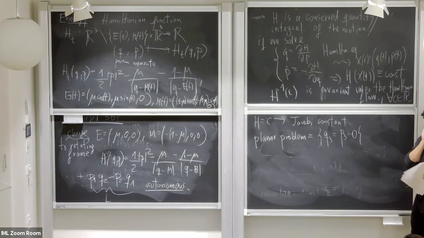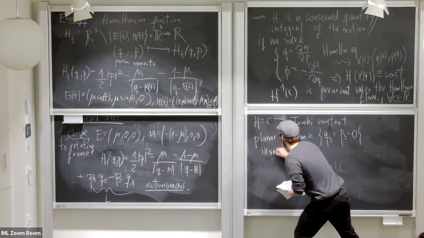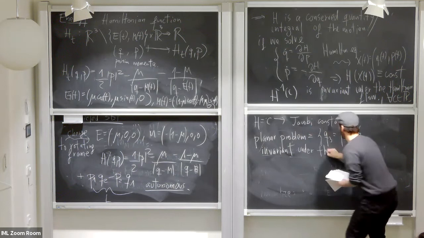So, well, we can look at the equations if you want. You can look at the Hamiltonian. This is clearly an invariant subset for the dynamics. So it's invariant under the Hamiltonian flow.